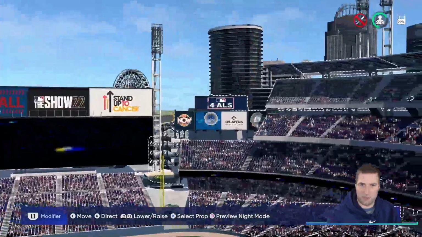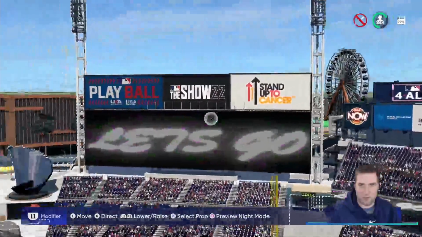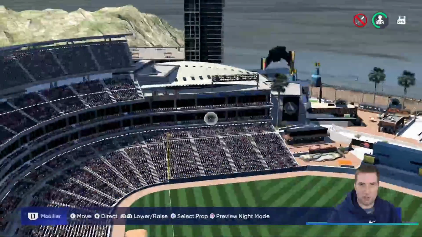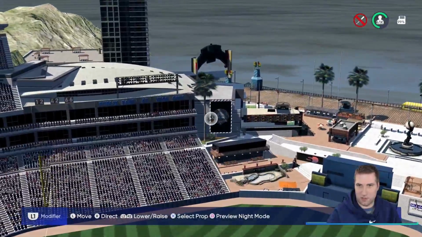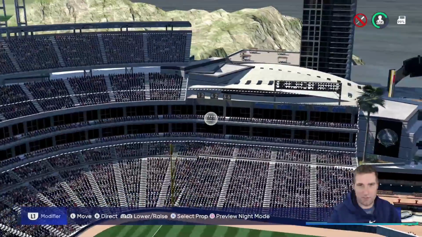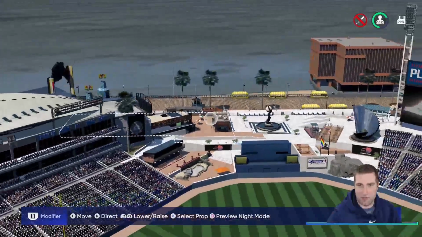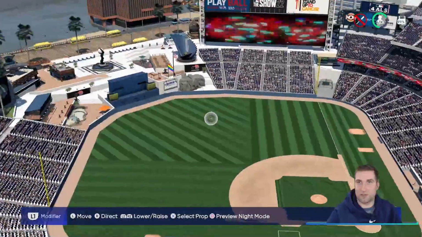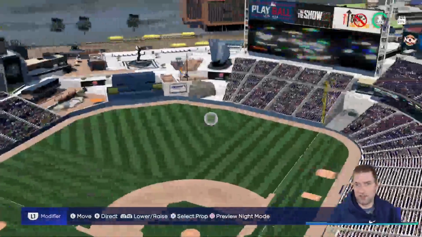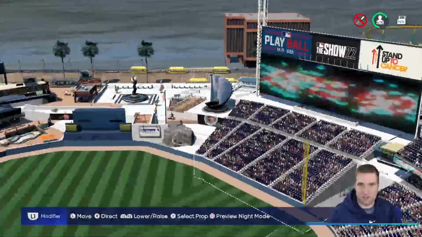I've got my AL ones up there. You got some attached to the scoreboard. Got some out here as well. Signs are good, so just keep that in mind. Got those too as well.